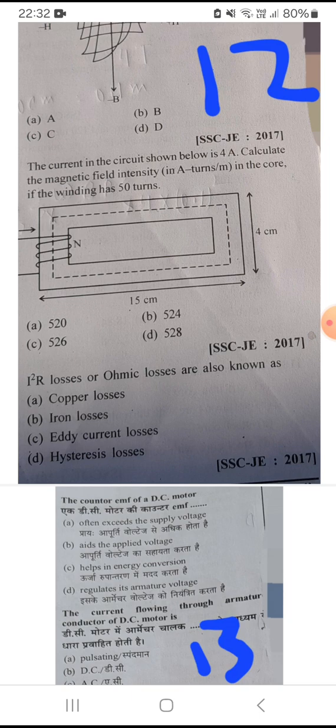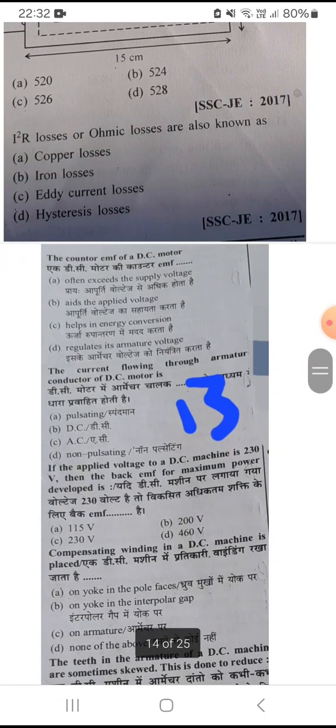Here is the, that is 19 into 2, that is the 38 centimeter. Okay, so divide by ampere turn per meter. 526 is the right answer. That is the option C. I square losses or ohmic losses are also known as option A, that is the copper loss.